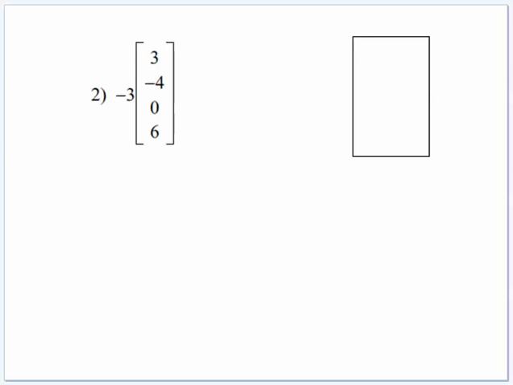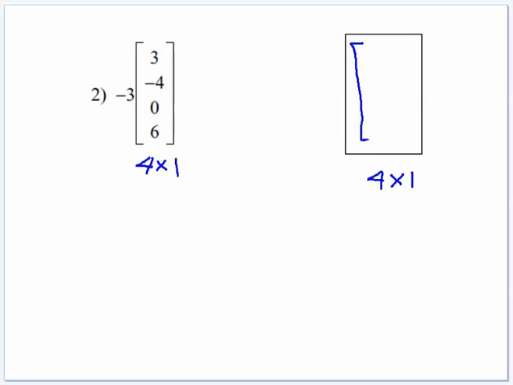This is an example of multiplying by a scalar. So this number, negative 3, will be distributed to each number here: to this 3, to the negative 4, to the 0, and to the 6. This is 4 rows by 1 column, so our answer will be 4 rows by 1 column. First, we'll draw our matrix, 4 by 1, and now let's distribute this negative 3 to the numbers.